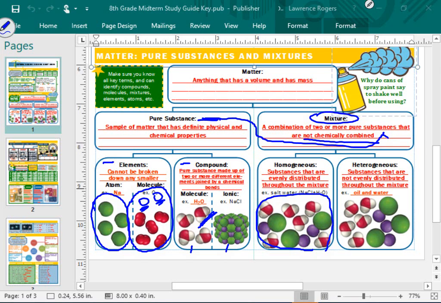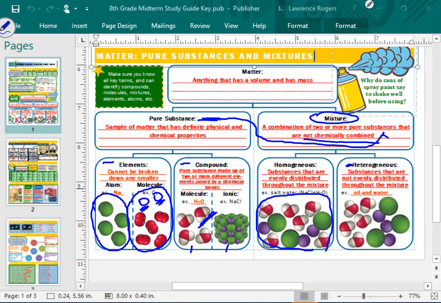I could eventually boil off the water if I needed to, but by and large, they're good. They're together. They're not chemically bound together. They're just together. We can't really see all the little speckles of salt in there anymore. All right. Another one, on the other hand, would be heterogeneous mixture.